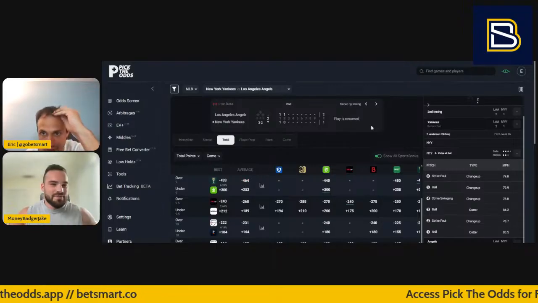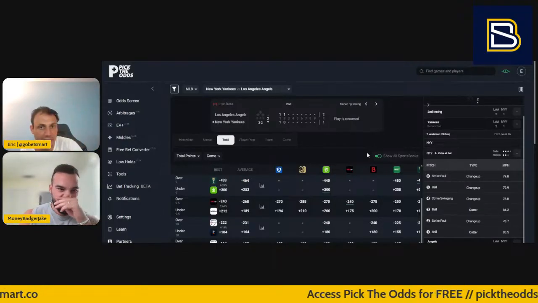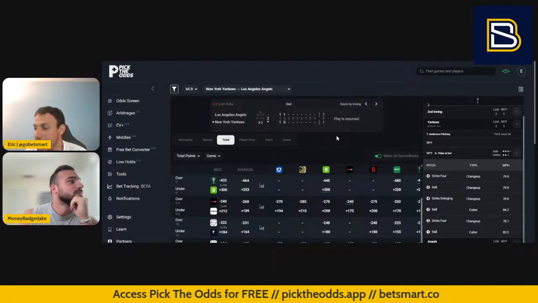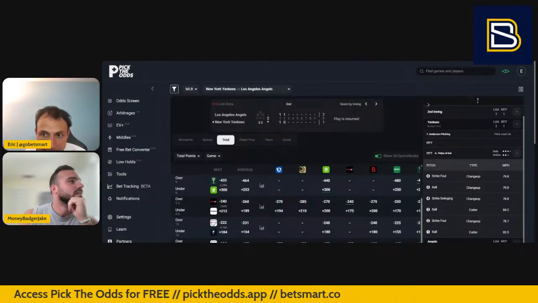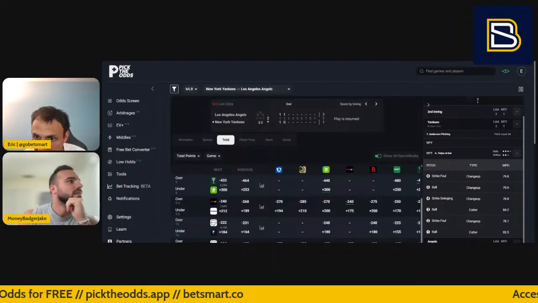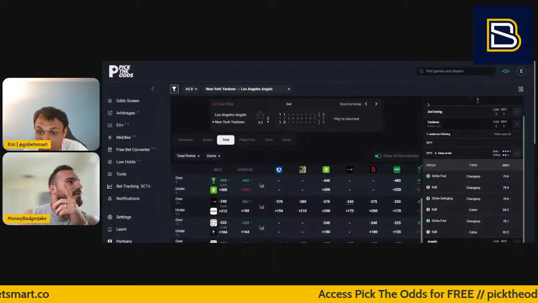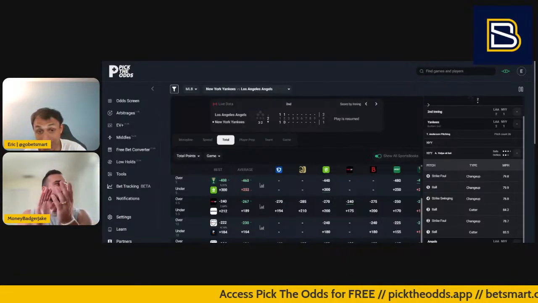So I want to see what happens in this AB, but then I'm going to showcase an amazing feature of Pick the Odds in one second, just because I am very curious about this Volpe at bat. He's battling up there. I need him to get on base. I would love nothing more than a little Volpe walk, single. I'm done with these solo home runs.